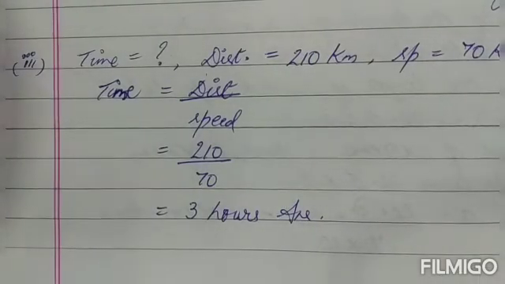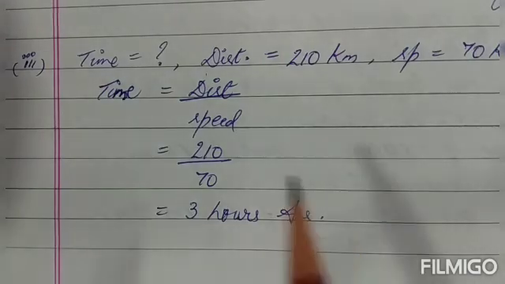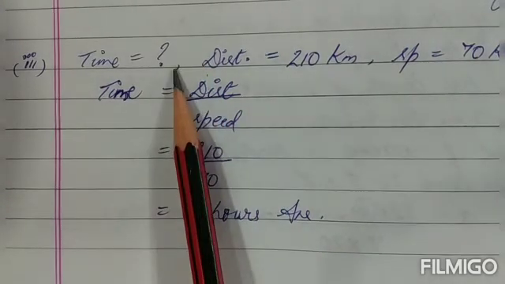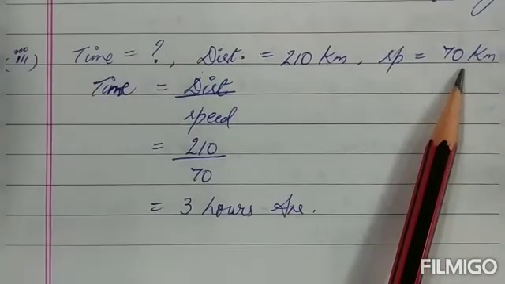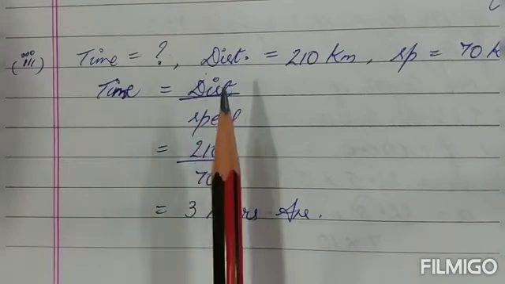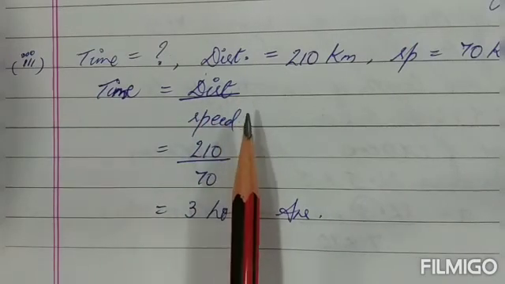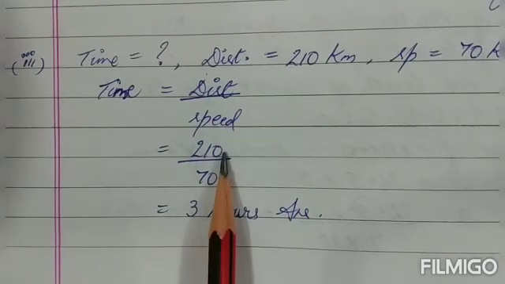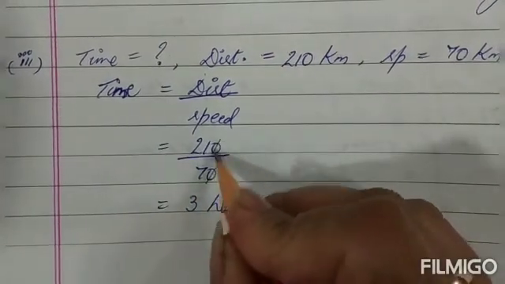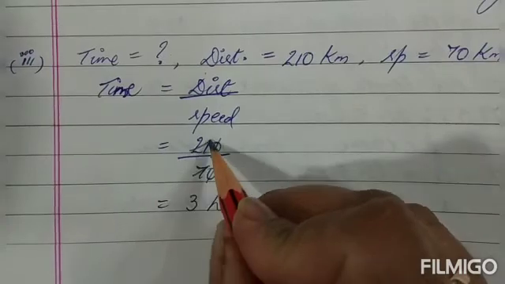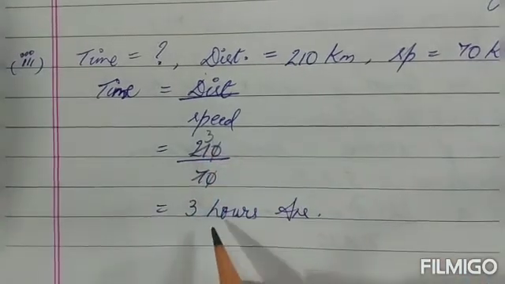Now the third and the last part is, children, the time taken by him to cover 210 kilometers. Now time is what we have to calculate. Distance is 210 and speed according to the question is 70 kilometers per hour. So time is equal to, put the formula, children, distance upon speed. Distance is 210, speed is 70. Now you can reduce it, cut the zeros first and then 7 ones are 7 and 7 threes are 21. So time is 3 hours.